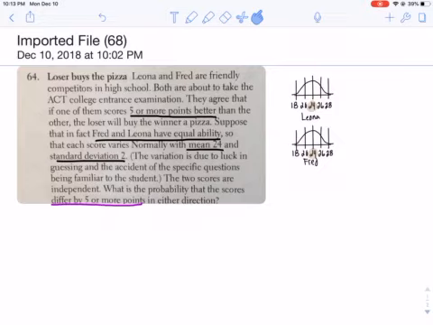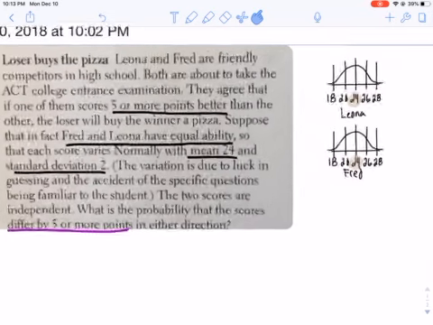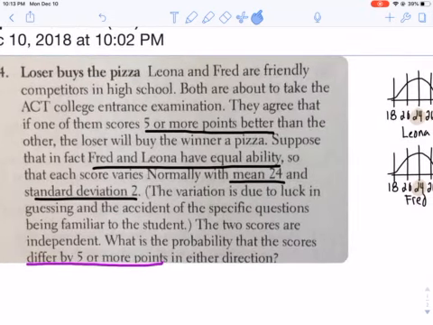So, take two. I've had some questions about number 64 from a homework assignment that I assigned you a while back. The answer isn't in the back of the book for these, so I wanted to take some time to go through it. Now, this one involves two people who are taking the ACT. They agree that if one of them scores 5 points or more better, then the other one is going to have to buy the other one a pizza.